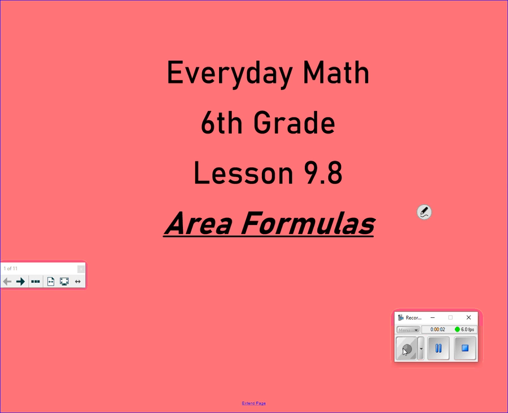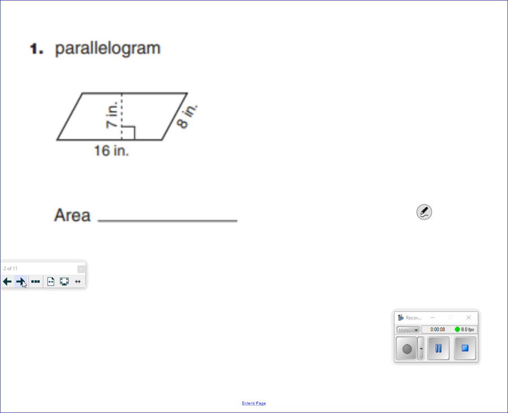Hello, sixth graders. Today we get to find the area formulas. A lot of this is going to be review, but we're going to be learning some new things as well. So take a look as we go here, okay?